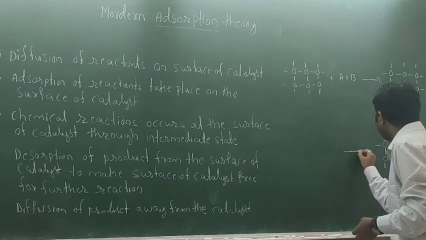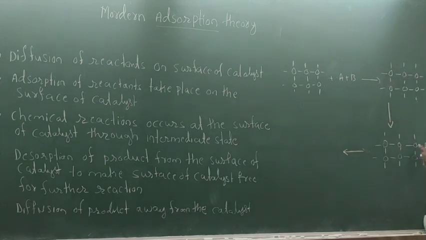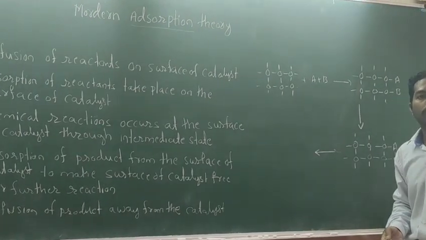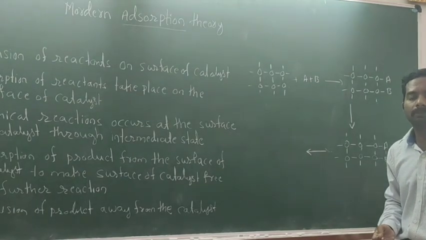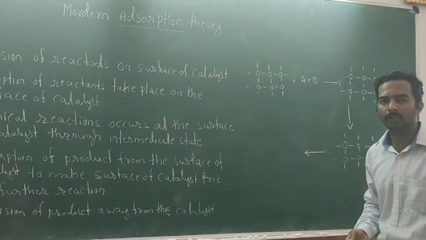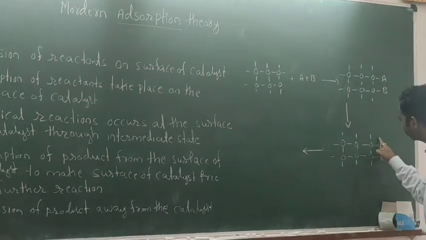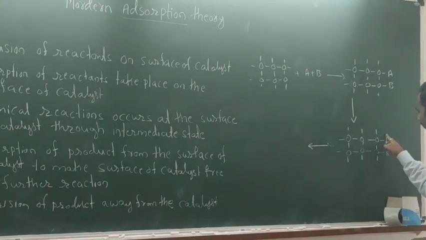So next, fourth one, desorption of product. So what do you mean by desorption? Already we learned in the previous class, desorption means removal of adsorbate molecules from the adsorbent. So this is called desorption. Here, desorption of product from the surface of catalyst.